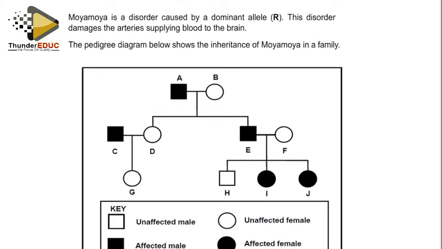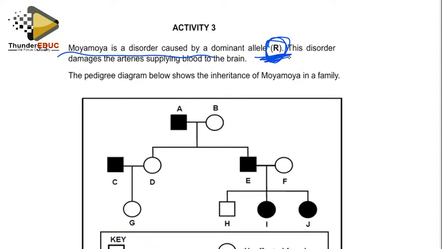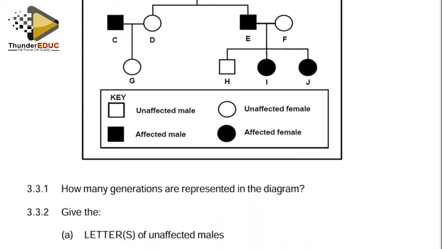Okay, here it says that this disorder is caused by an allele. You see, this disorder damages the arteries supplying blood to the brain. The pedigree diagram shows the inheritance of this disorder in the family. Did they mention that this is sex linked? No, they didn't. Since they didn't, and it is caused by a dominant allele, what does it mean?